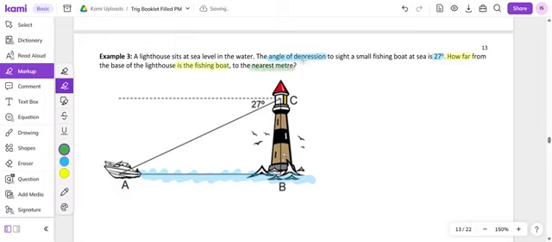So can everyone take 30 seconds to read that question again and to look at the picture and see what you understand from it?